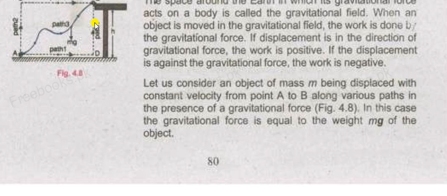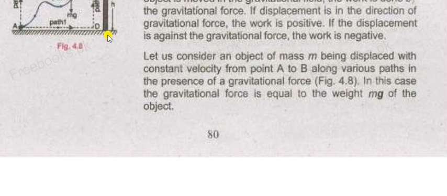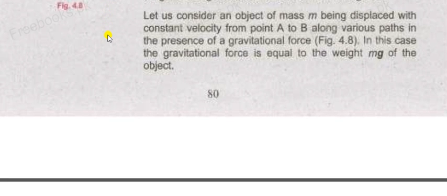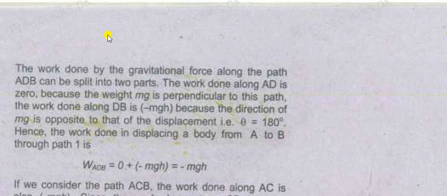Next is from D to B, the distance covered is h and it is upward, but the force is downward. So the angle between the force and the displacement is 180. So cos of 180, we know that W is equal to F d cos theta. So F is weight, d is h, and theta is 180. So the work done by path 1 from A to D and D to B is equal to this one.